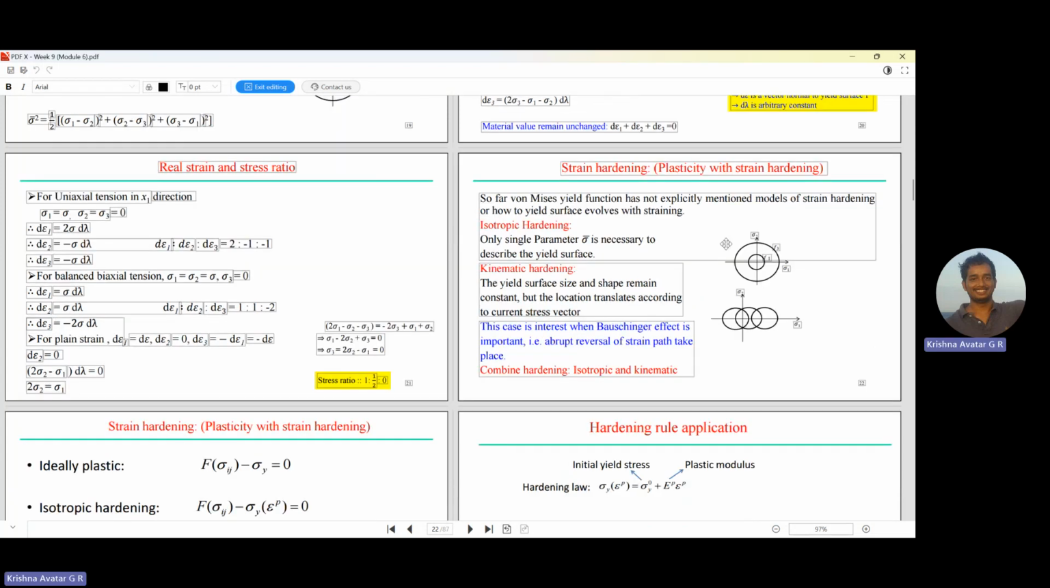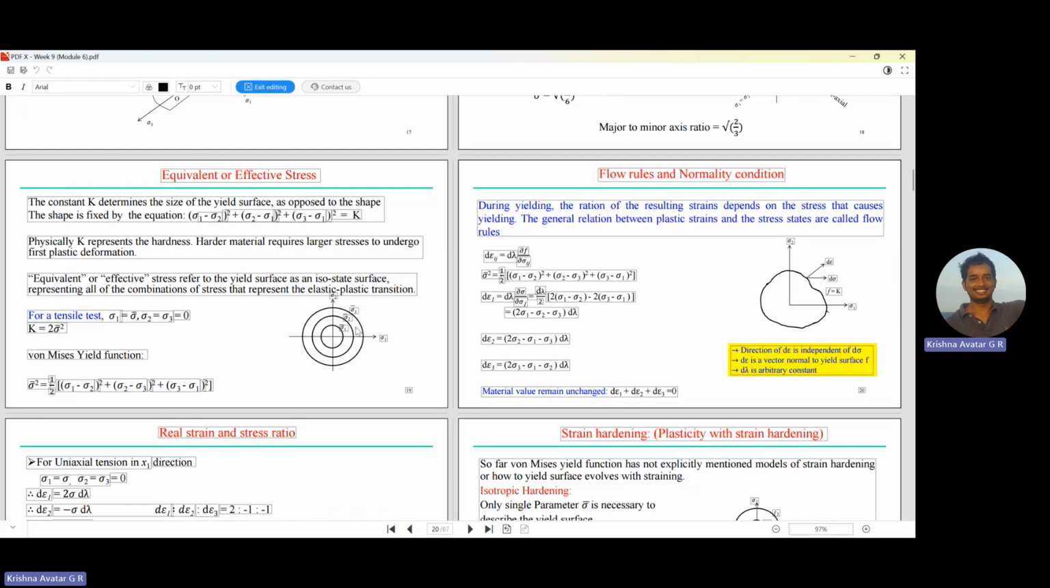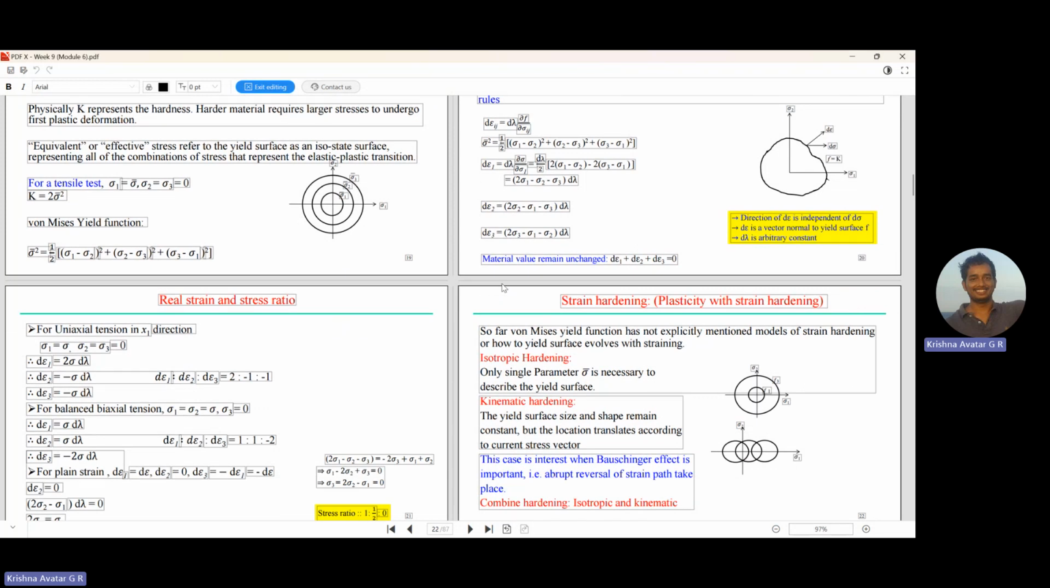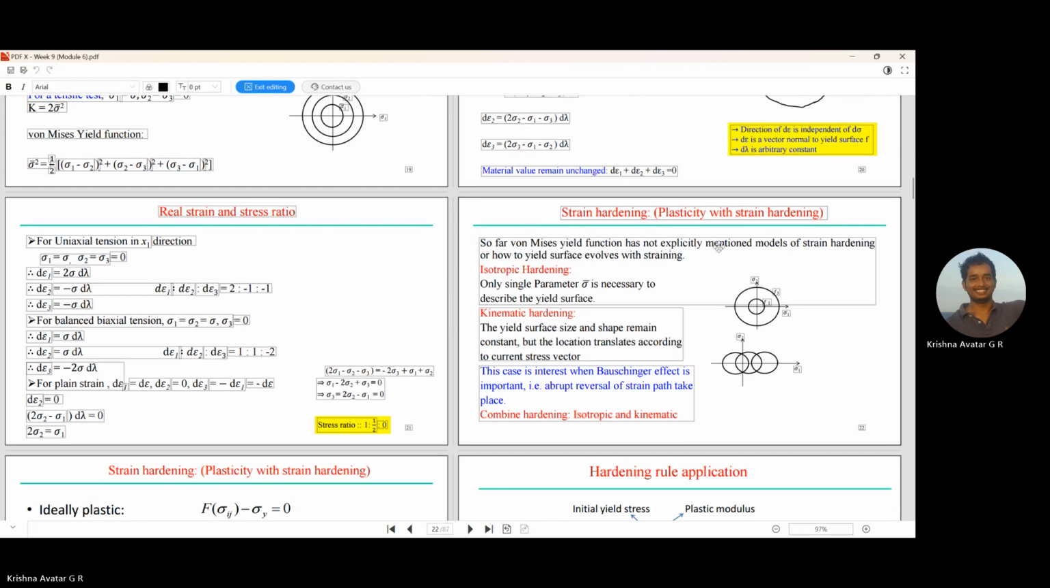Now if we come to the strain hardening part, which is plasticity with strain hardening. So far, the von Mises yield function has not explicitly mentioned models of strain hardening, or how the yield surface evolves with straining. All we saw was a set of concentric circles, and we don't know how a circle evolves as the material undergoes repetitive plastic deformation. So we require an explicit model to determine how the yield surface evolves with straining. In isotropic hardening, only a single parameter sigma bar is necessary to describe the yield surface.